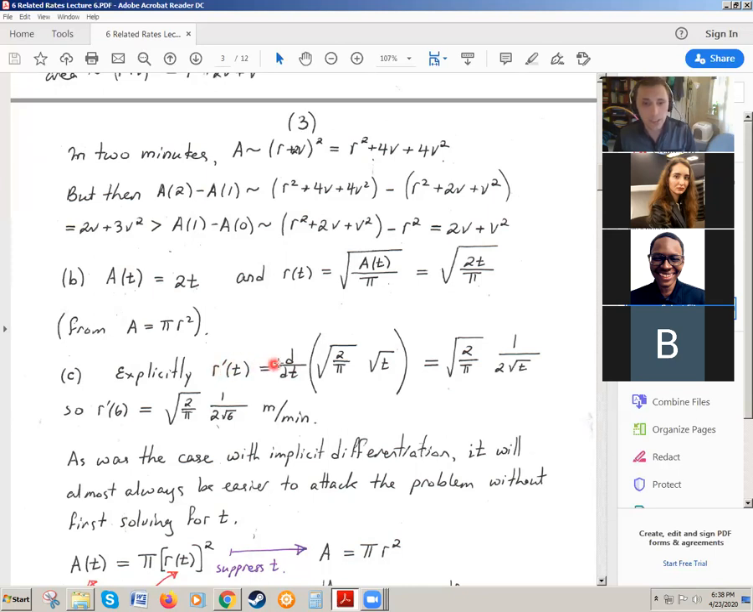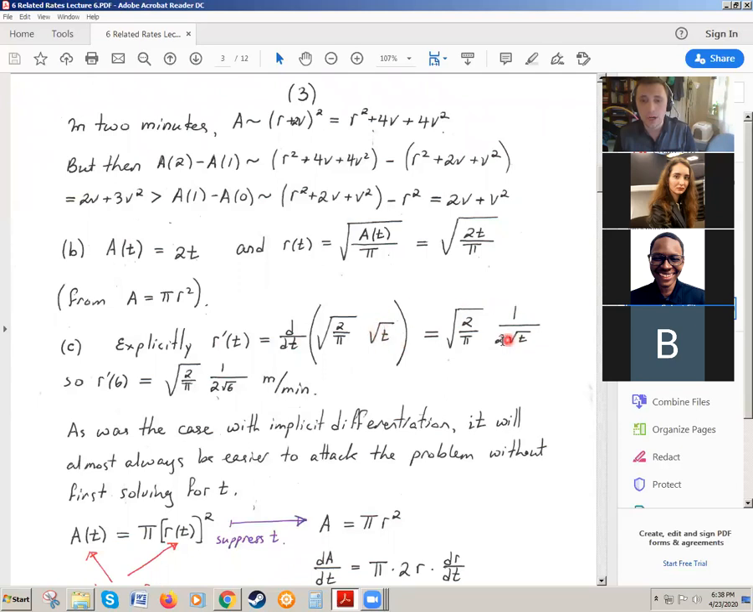So r prime of t is the derivative of root 2 over pi, which is just a number, times root t. The derivative of root t is 1 divided by 2 root t. If I plug in 6 here, I have 1 over 2 root 6. I can simplify it a little if I want, but there is no particular point to it. This is the exact change, the exact velocity at 6 minutes.